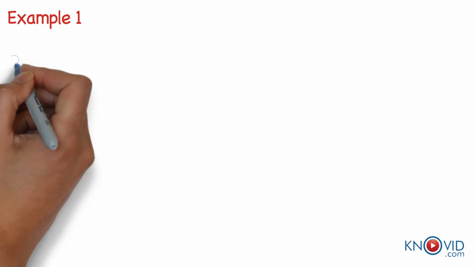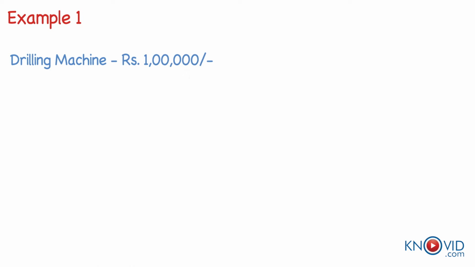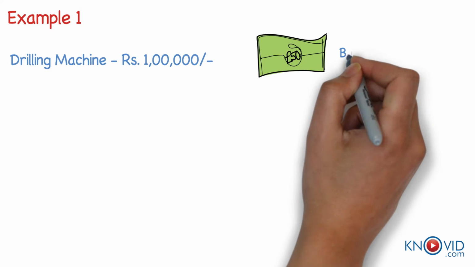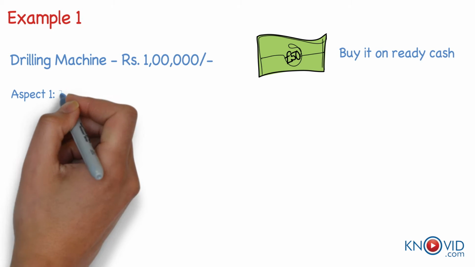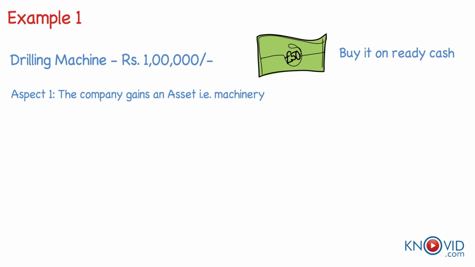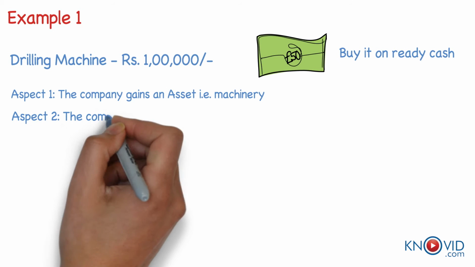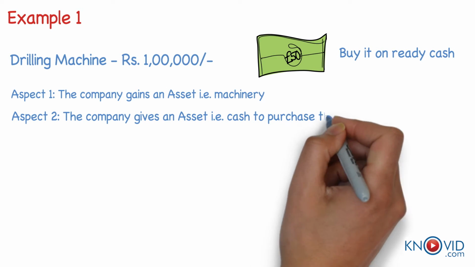Santo Engineering Industries decides to buy a drilling machine which costs rupees 1 lakh. The management decides to buy it on ready cash. Therefore, when the company buys the machine, there are two aspects. Aspect 1, the company gains an asset, that is machinery. Aspect 2, the company gives an asset, that is cash, to purchase the machinery.